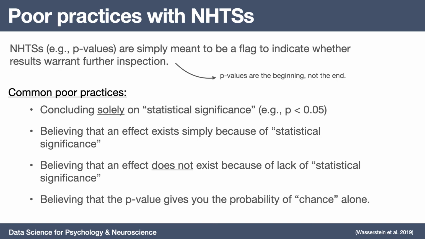Finally, a common misconception that has led to a lot of problems in the field is the belief that the p-value gives you the probability of chance alone. If you see a p equal 0.1, people will sometimes say that means there's a 10% probability that the results that I had were generated by chance. And that's not what the p-value is saying at all. That's an improper inference as to what the p-value is actually reporting.